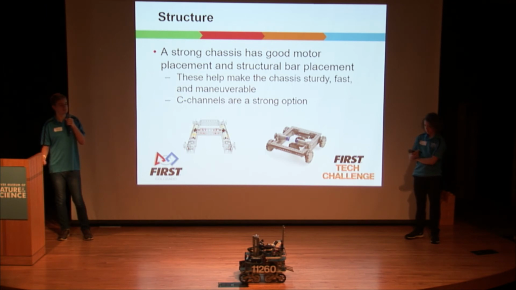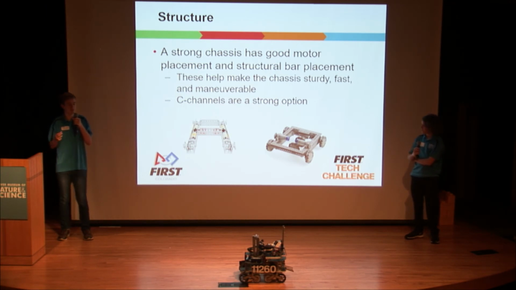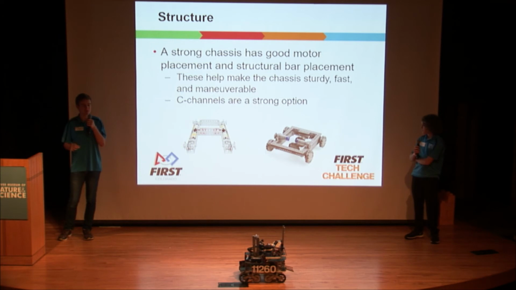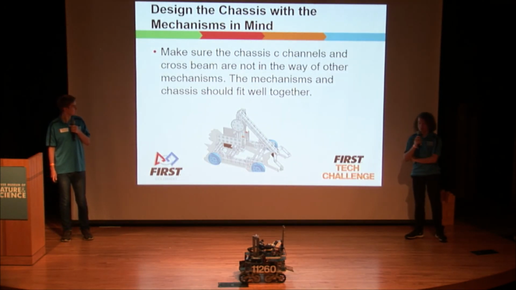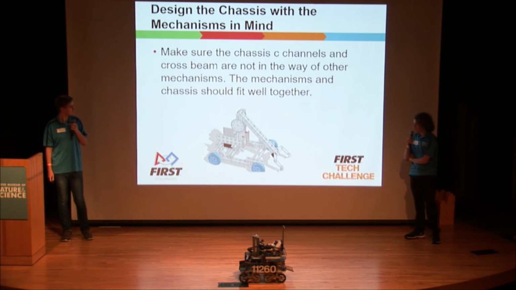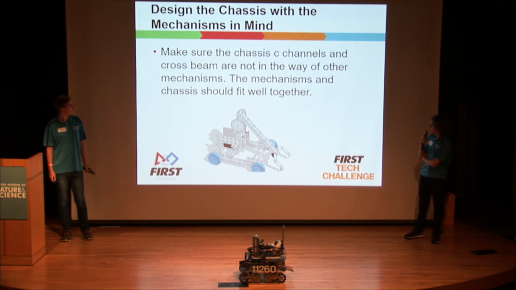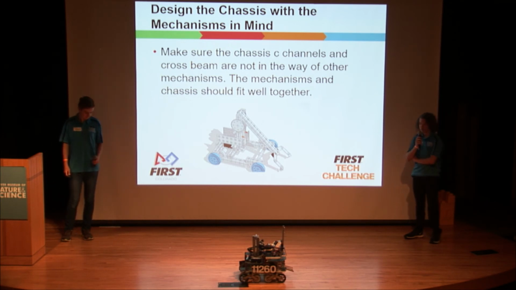C channels, which are metal with two perpendicular metal pieces coming out. I'm sorry, I didn't describe that very well, but those are a good building option. The C channels are very easy to buy from REV or any manufacturer. So again, you want to make sure that you leave room in your robot for mechanisms, such as an intake or a lift, so that you don't have your motors in the way later on, and then you realize you can't fit your intake there because your drive motors are in the way.